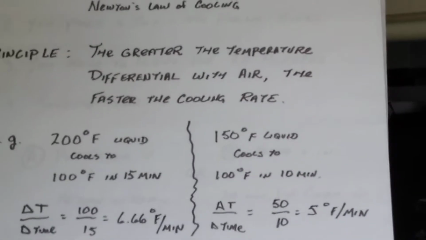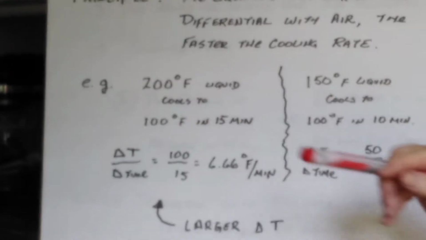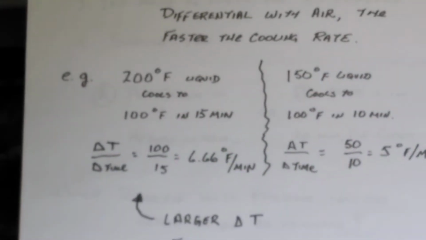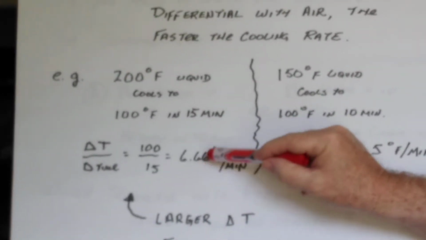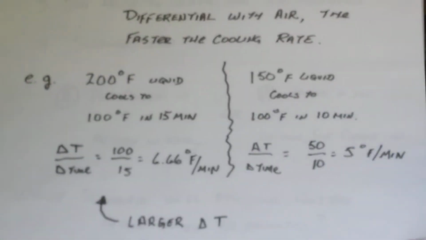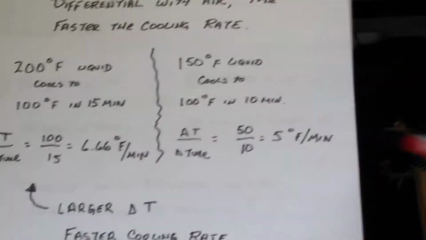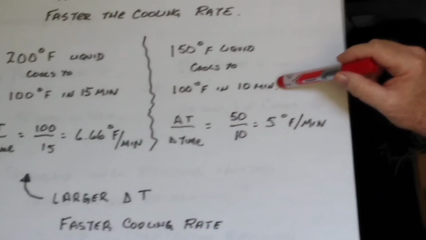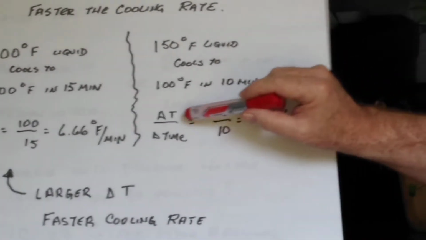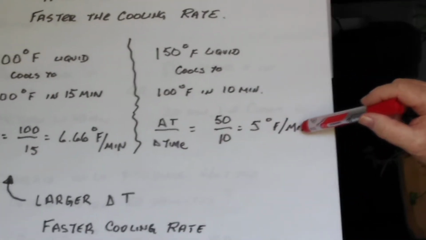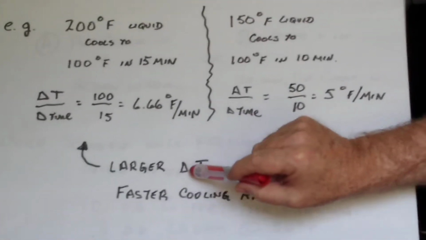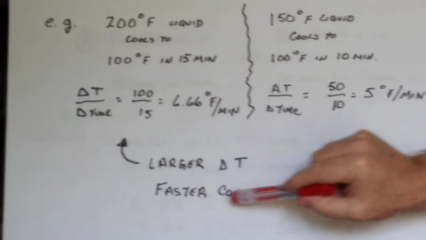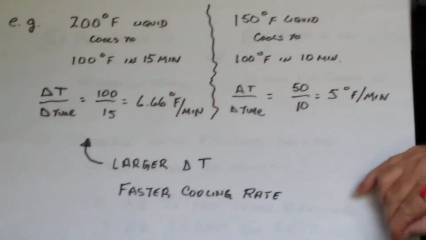For example, if we had a liquid at 200 degrees and allowed it to cool for 15 minutes, and it cooled to 100 degrees, we would have a cooling rate of 6.66 degrees Fahrenheit per minute. The temperature differential here is 100. If we had a temperature differential of 50, from 150 to 100, and it took 10 minutes to cool, the cooling rate would be 5 degrees Fahrenheit per minute. Because we have a larger delta T, a larger temperature differential, the cooling rate is faster. That's the principle behind this lab.